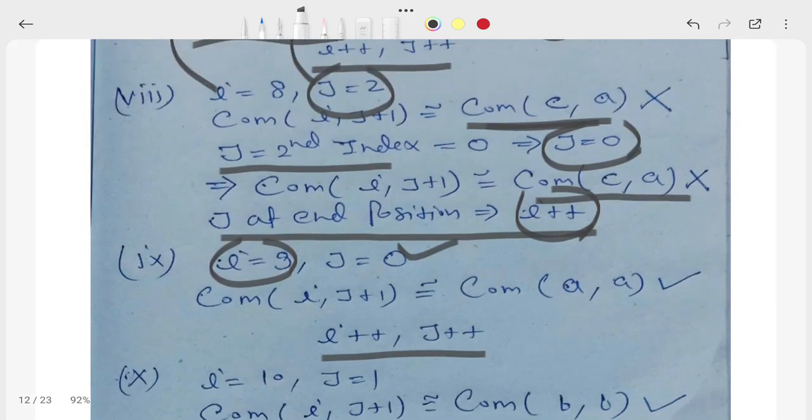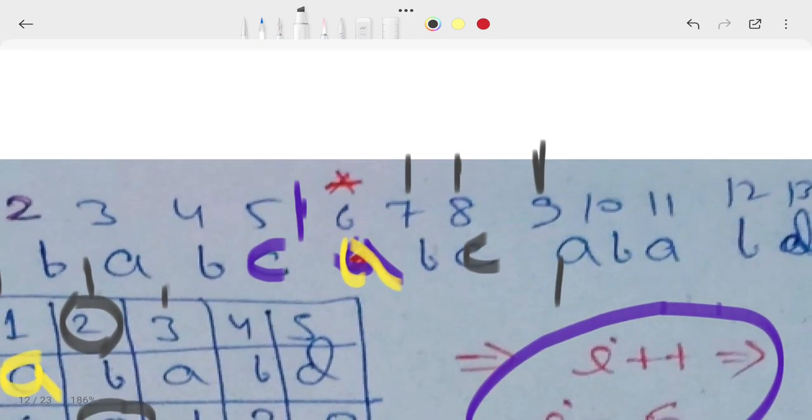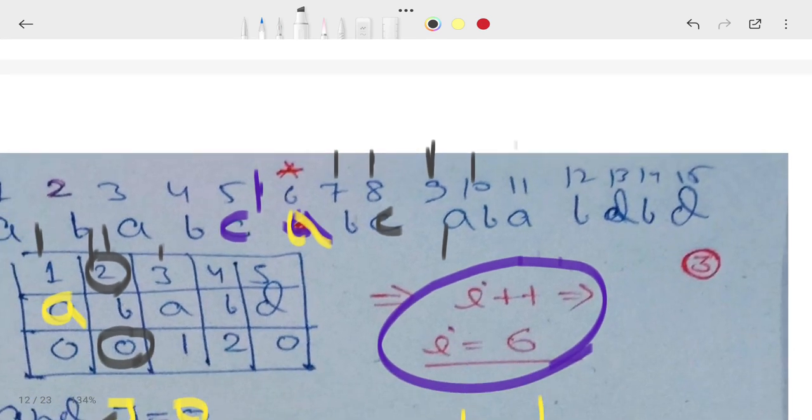Again i is equal to 10. i plus plus, j plus plus. Sorry, again i plus plus, j plus plus, and again. All are matching. I got my pattern in the text.